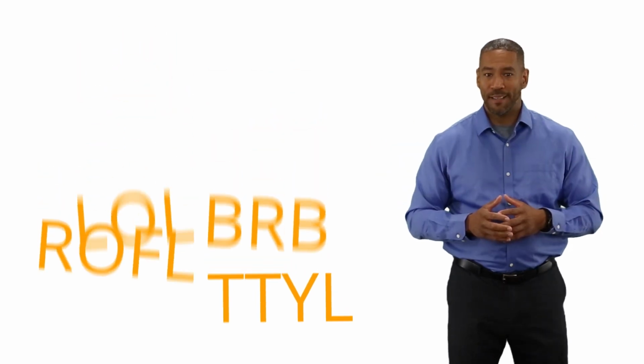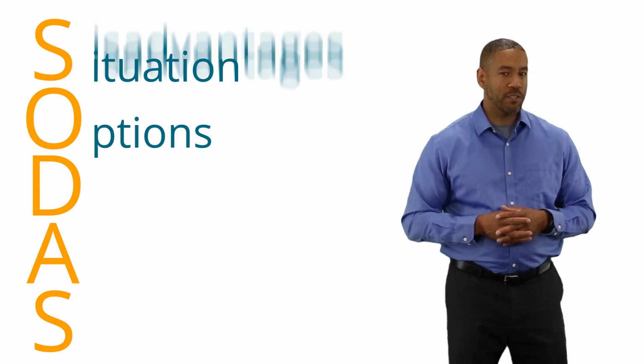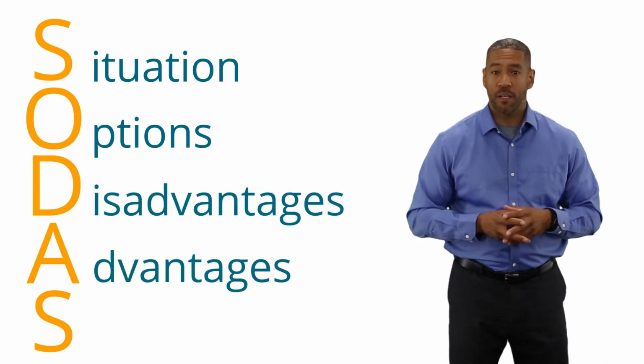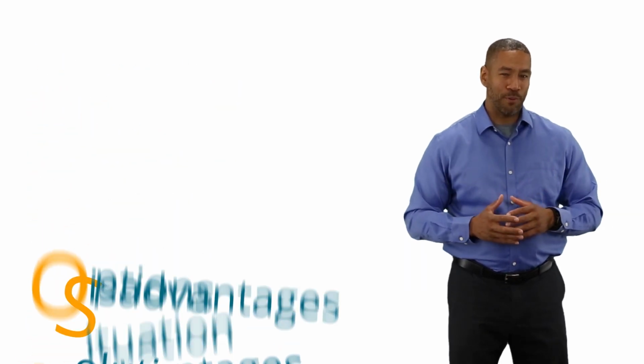Your kids should love that. I mean, they speak acronym. S stands for situations, O for options, D for disadvantages, A for advantages, and the final S for solution. Let's go through each step and I'll give you an example.